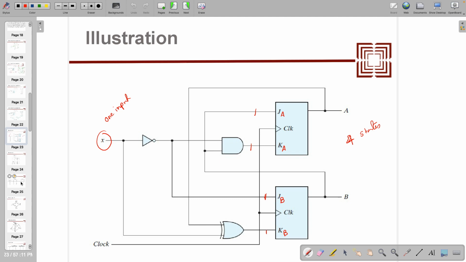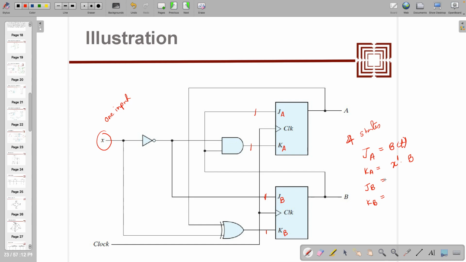So, what is JA? Okay, let's go this way. JA is equal to B of T, because at that time it will not be T plus 1, it will be only B of T, right. J equal to B of T. What about KA? X prime and B. Same way you can write down JB and KB, right.